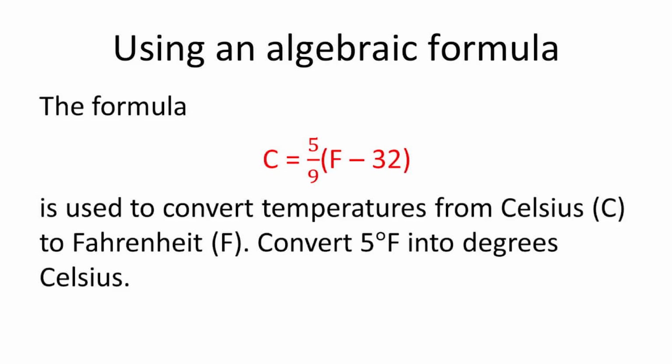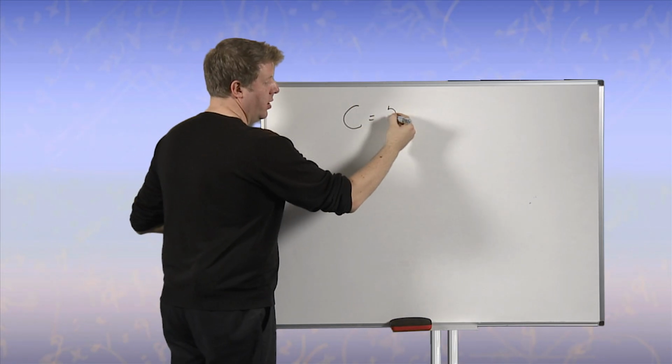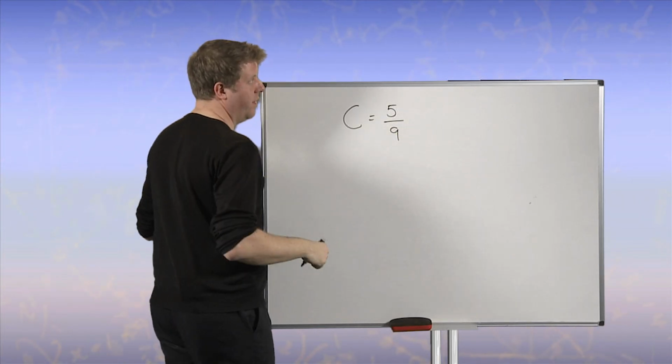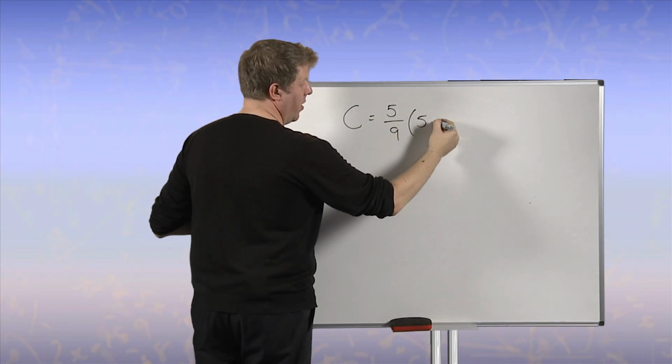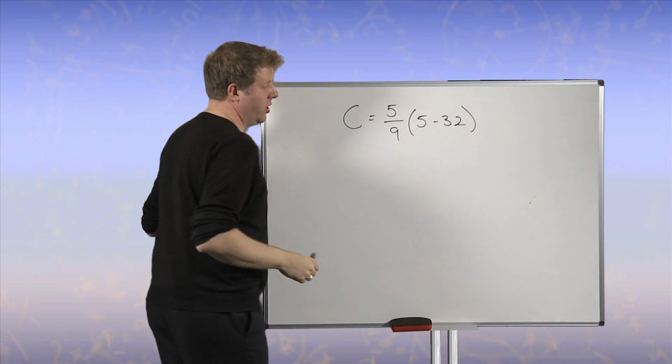Let's look now at a question that uses the formula that converts Celsius to Fahrenheit in temperature. Now, the formula here is given as C equals 5 over 9 multiplied by F minus 32, where C is degrees Celsius and F is degrees Fahrenheit. And in the question, they want us to convert 5 degrees Fahrenheit into degrees Celsius. So, it's a simple case of substituting in. So C will be equal to 5/9 multiplied by 5 minus 32.